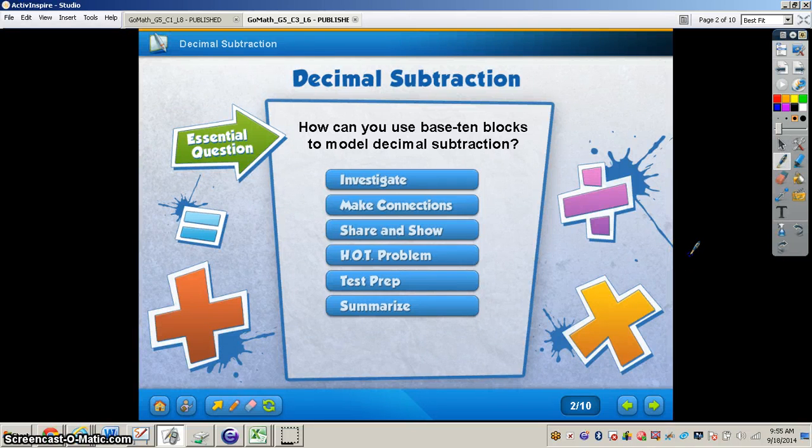In this video, we are going to be taking a look at decimal subtraction, and the essential question is how can you use base 10 blocks to model decimal subtraction. You will need to get out base 10 blocks if you're in the classroom. If you're not, you'll just do the quick draw. We're going to be taking a look at page 125 in your Go Math book, so you will need to have your Go Math book out, your math journal, and your pencil.